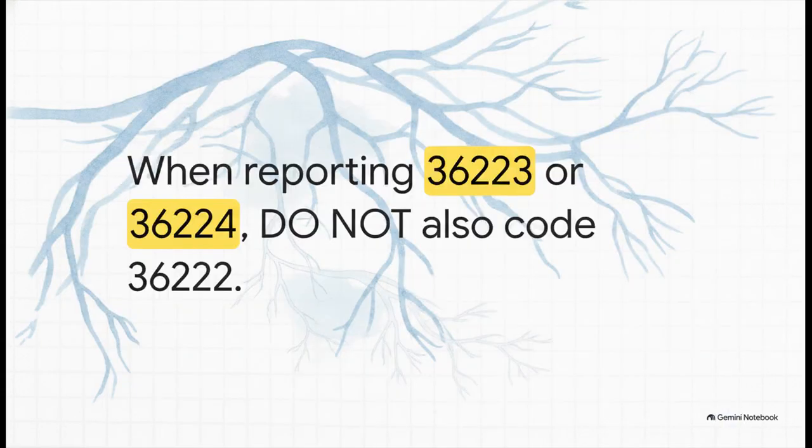Let's transition and see how this builds on those exclusion rules we just talked about. Since 36223 and 36224 already bundle all of those extracranial carotids we just listed, standard logic applies. When reporting these selective intracranial codes, you do not also code 36222. The lesser selective code is completely, 100% enveloped by the more comprehensive intracranial codes.